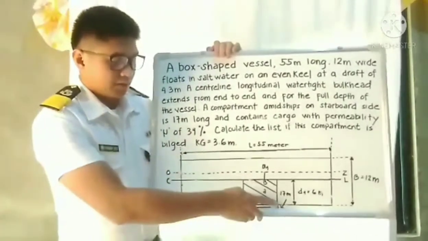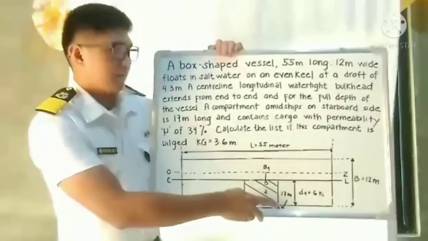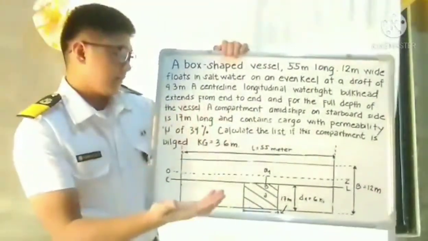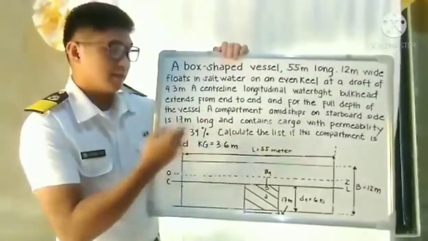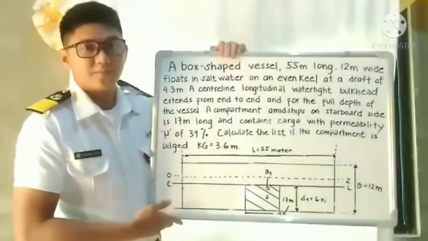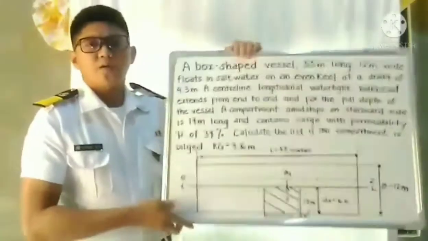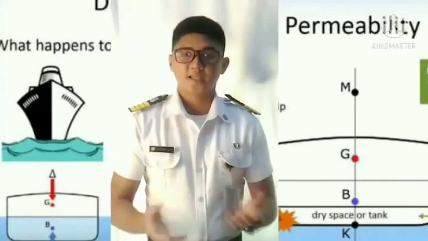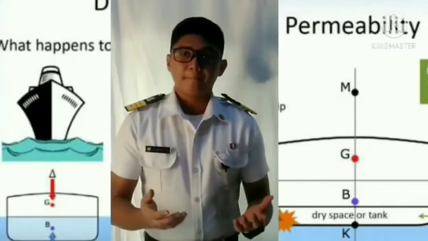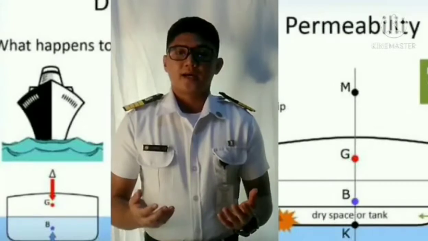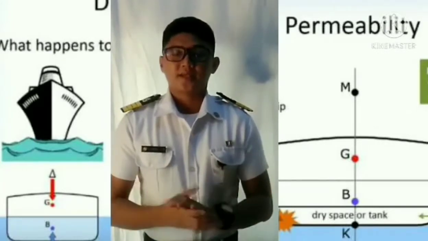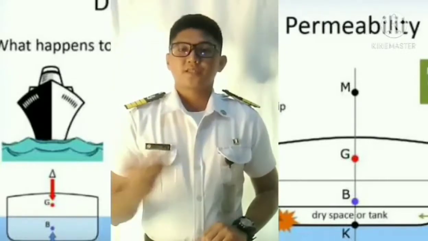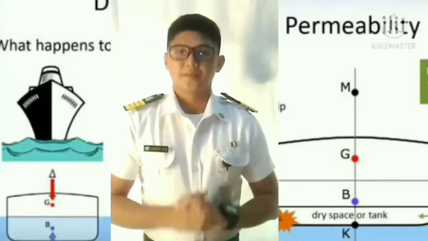We also have the 17 meters for the compartment amidships on the starboard side, which is 17 meters long and contains cargo with permeability of 34%. When we talk about permeability, this is the amount of water that can penetrate the compartment, denoted by the letter U and expressed as a percentage. If the compartment is empty from the start, you would have 100% permeability.